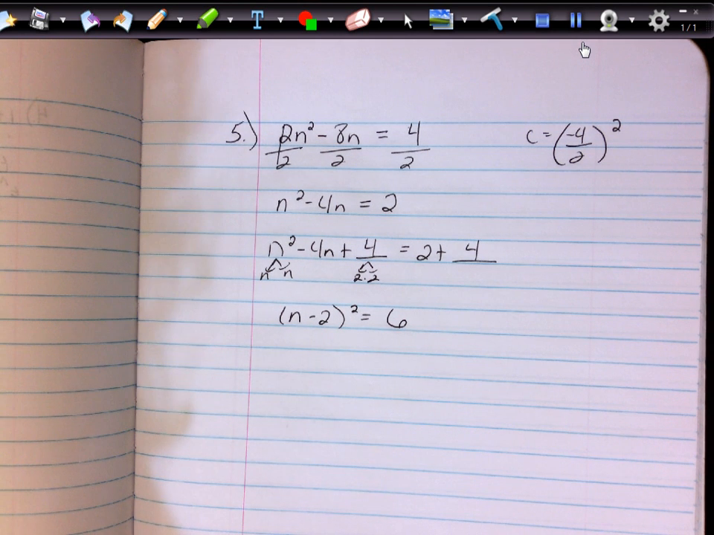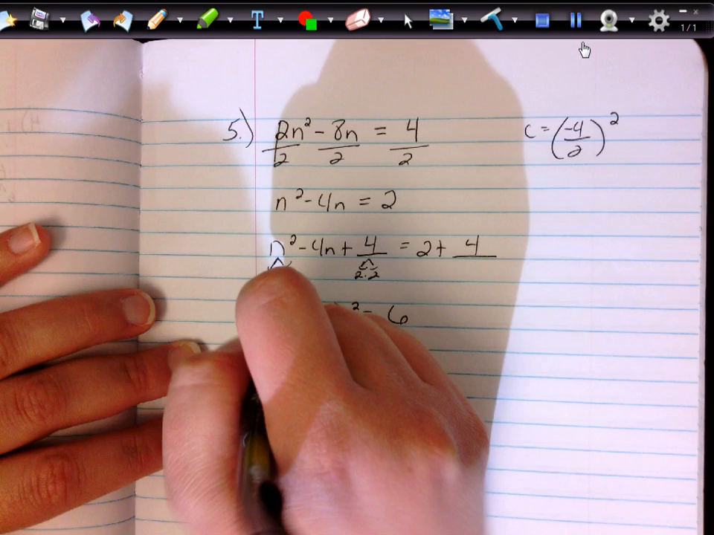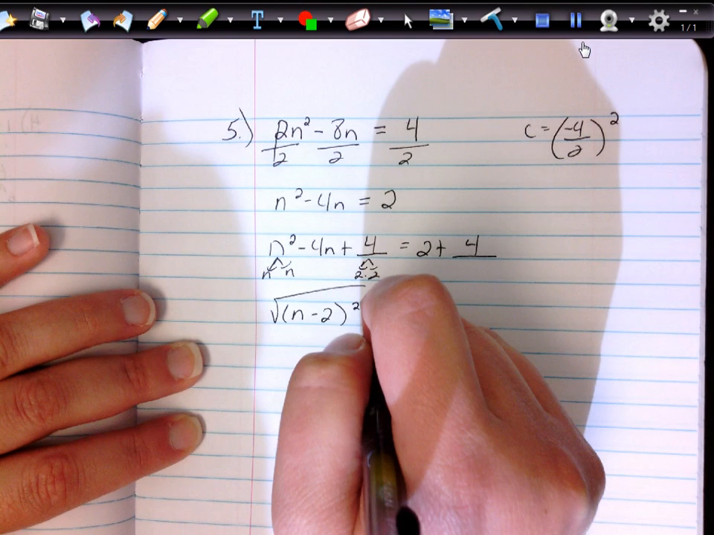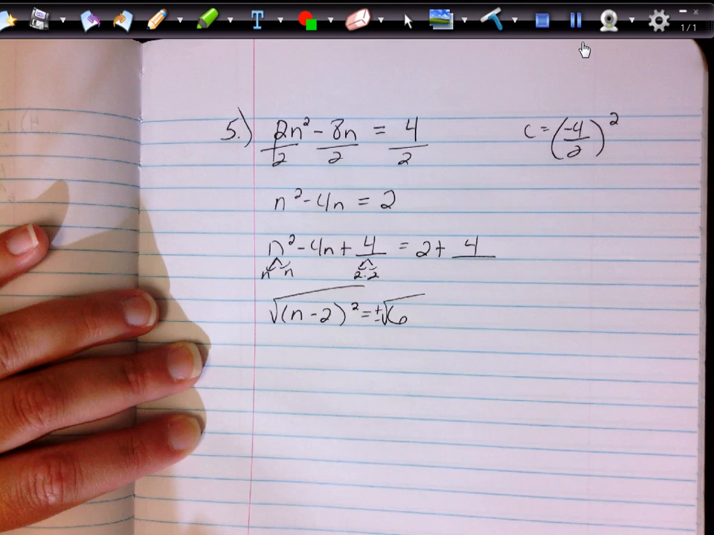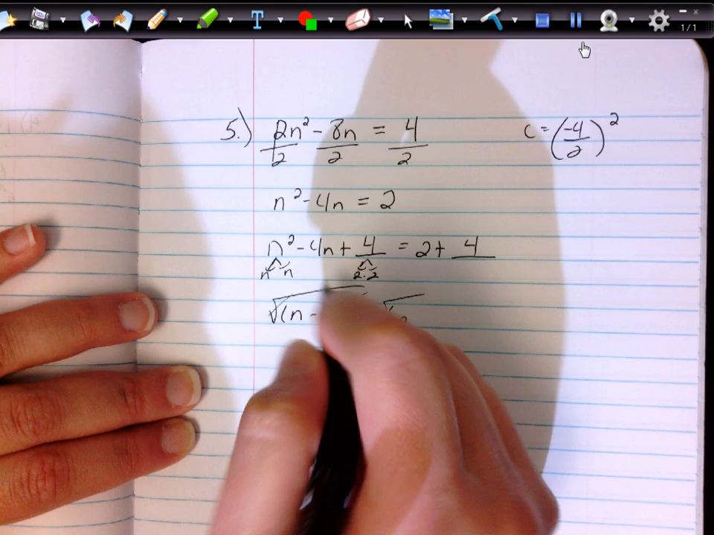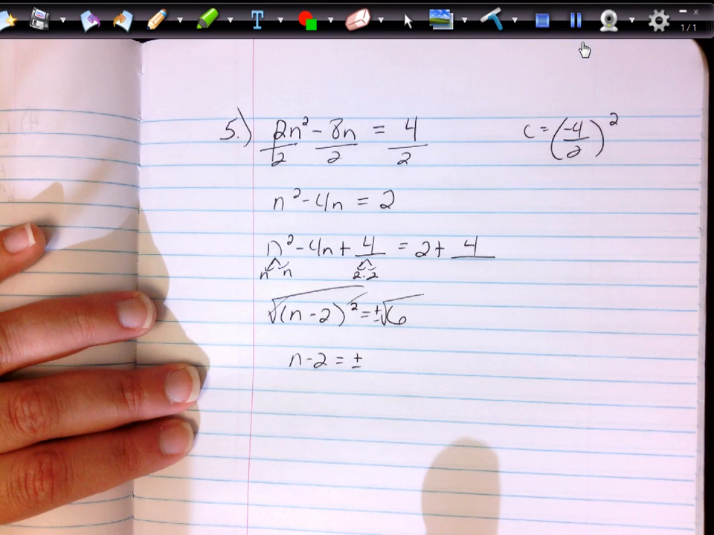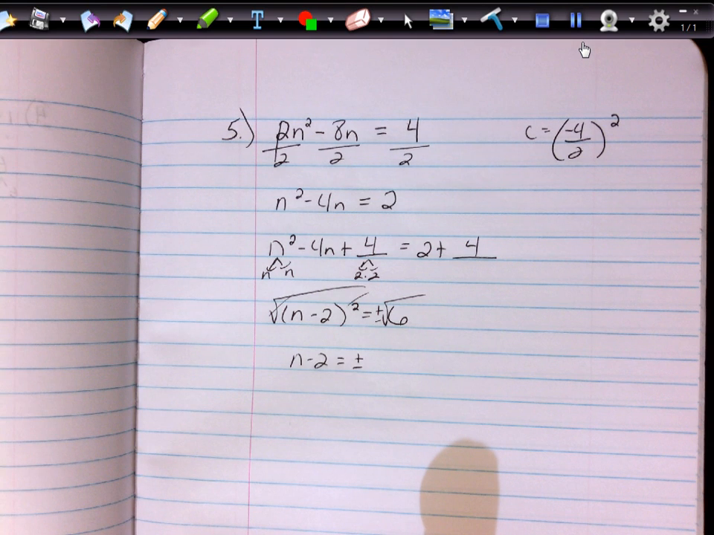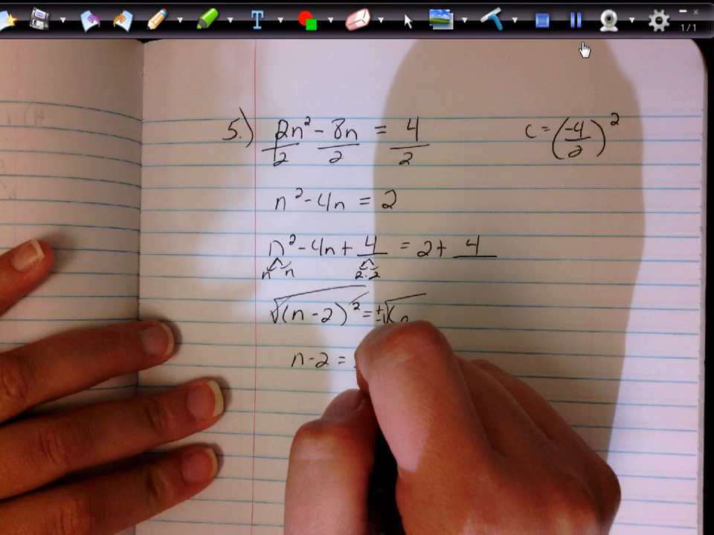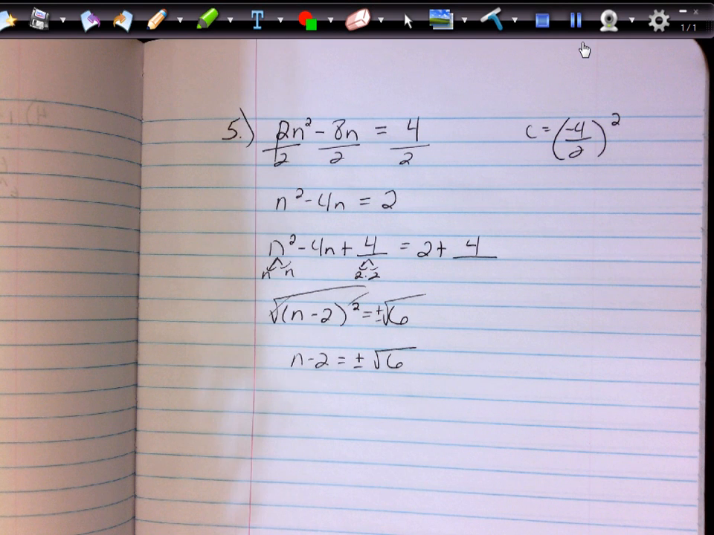Now again, we need to solve for that n, meaning we need to get that n by itself. So to do that, I need to get rid of the squared. So to get rid of the squared, I'm going to take the square root of both sides, again making sure I do the positive and negative version. The squared and the square root here are going to cancel. And I'm left with n minus 2 equals positive and negative. Now the thing is, 6 is not a perfect square, so I'm going to leave that as the square root of 6, because that's going to be a decimal, so I'm going to have to round here in just a minute.